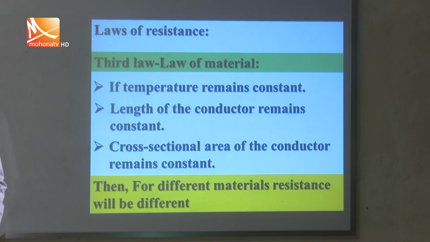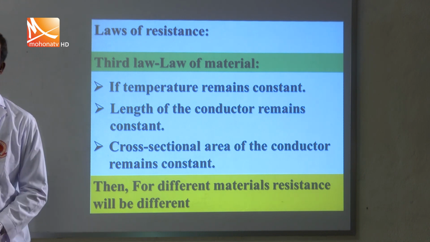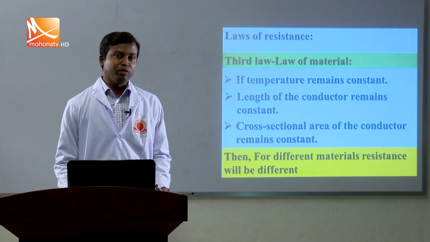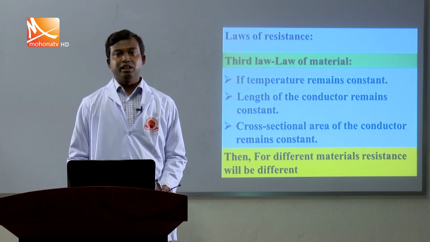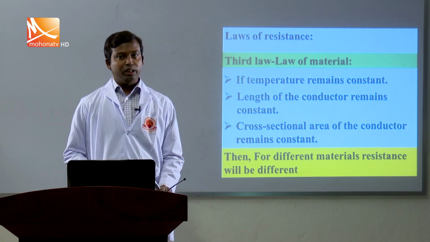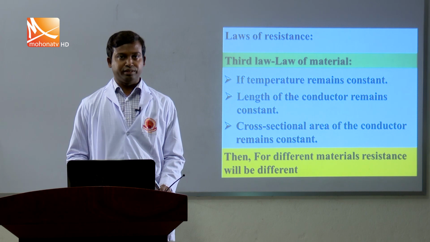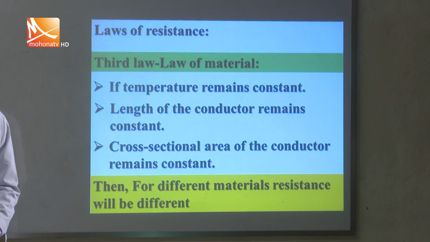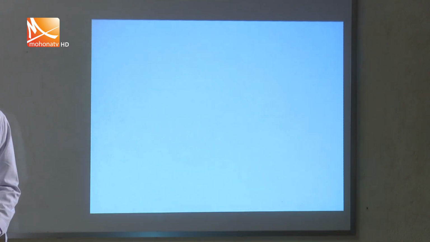That means you have been given two wires of the same length, same cross-section area and same temperature, but one is copper and the other is aluminum. In this case, you will get two different resistances, though all these three quantities remain constant. This is because these two conductors are different materials.